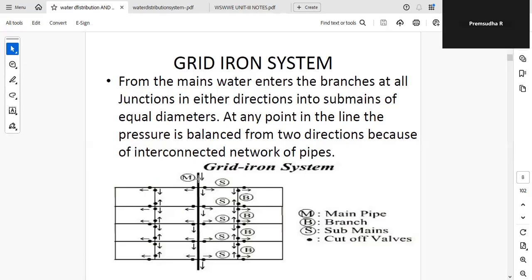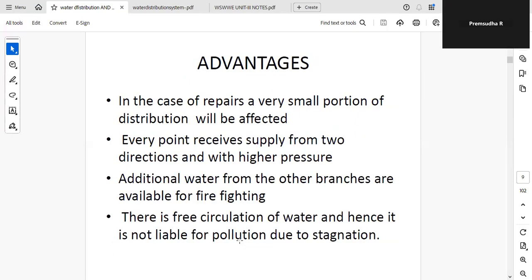So here you can see there is a main pipe and there is a submain. From the submain, the branch is connected in all directions. And on each submain to branch, there are three cut-off valves. So in case of any repair, the advantage is that a very small portion of the distribution will be affected.